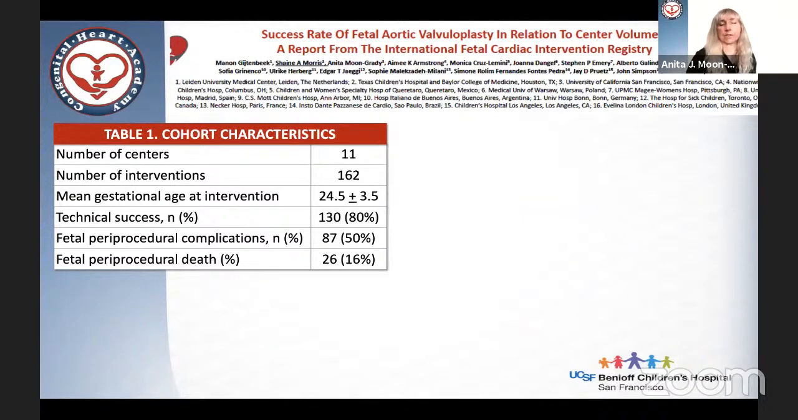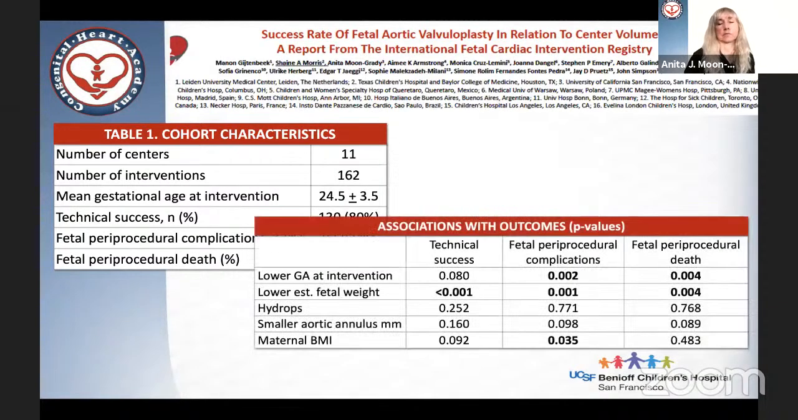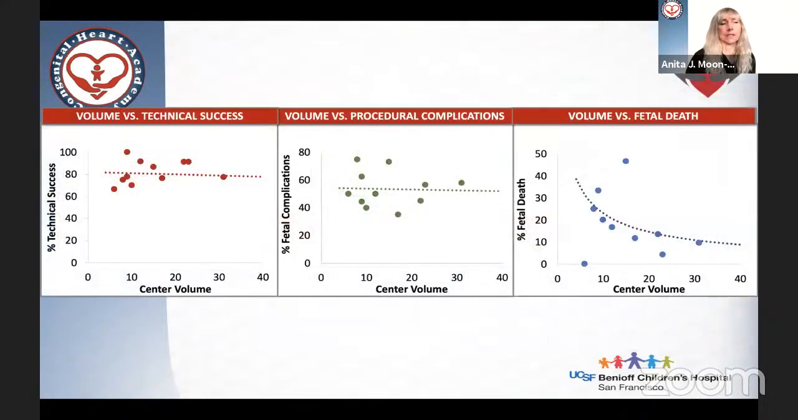done more than 3 procedures. So this narrows it down to 11, with over 100 total procedures, and they looked at the technical success and the fetal peri-procedural and long-term or pregnancy outcomes, and found associations with both fetal size and gestational age. This is, though, the important slide.